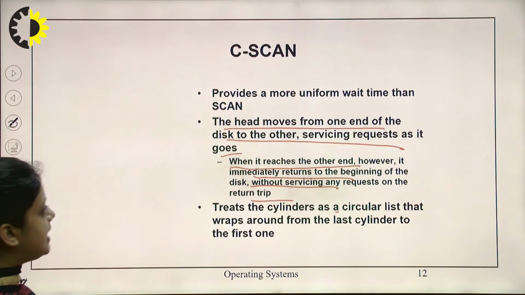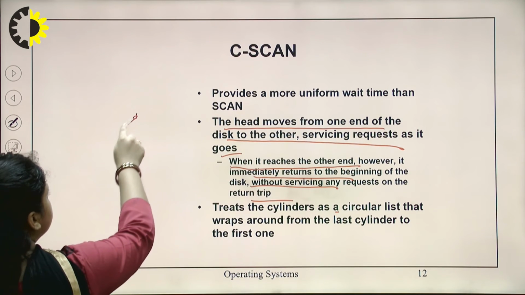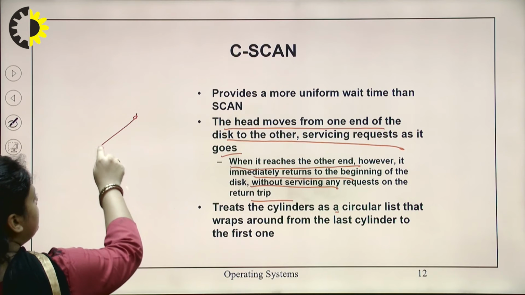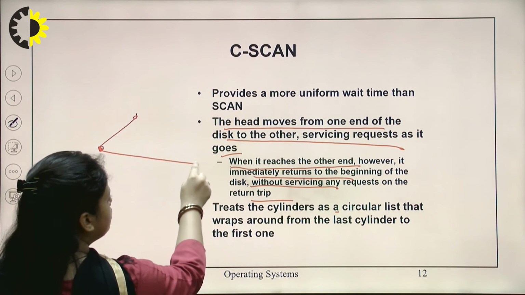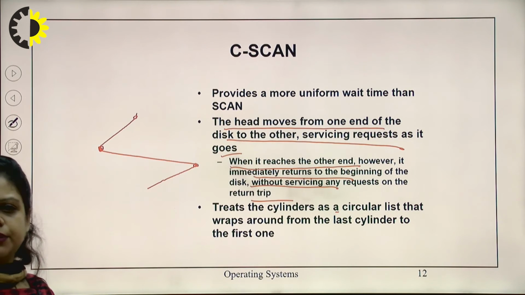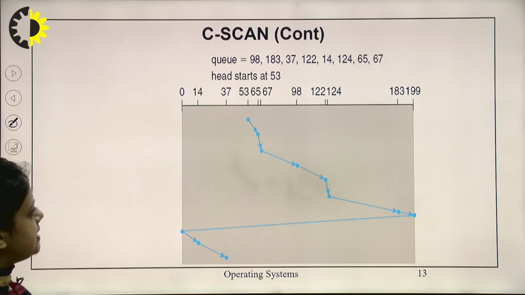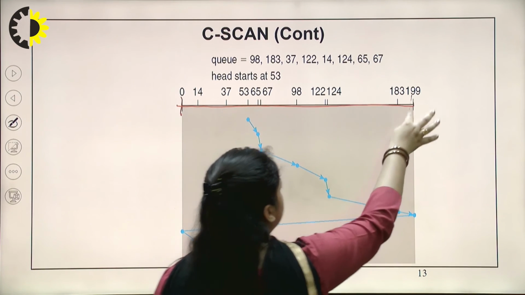In the C-scan, which is the circular scan, it starts servicing requests in one direction, reaches the end, and on its return trip it does not service any request but goes to the other end of the disk, and then it services the remaining requests. Let us understand this with the help of an example. Again, we have numbers from 0 to 199.